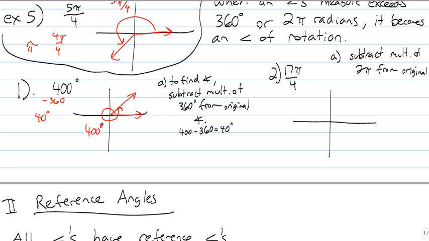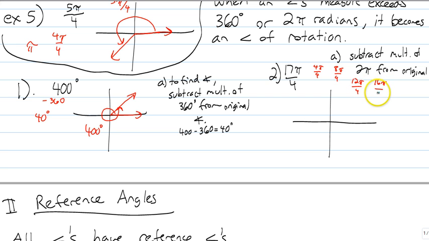And for 17 pi over 4, I also like to think about this in terms of pi's. We know 4 pi over 4 is 1/2 of a circle because it's pi. 8 pi over 4 would be a full circle. I'm just going up by pi over 4s. 12 pi over 4 would be a circle and a half.